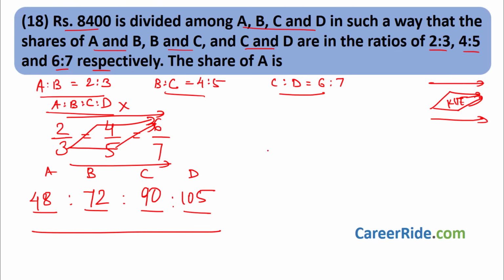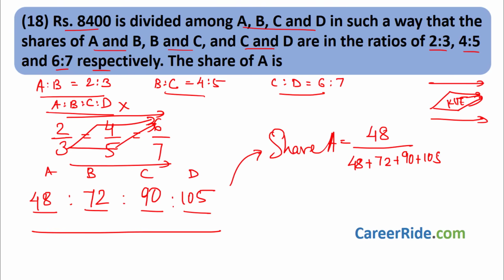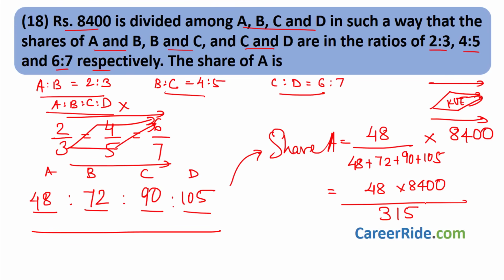Now what will be the share of A? Very easily, in the partnership video we have seen how to find the share of one person. We have also seen in previous sums, share of A is nothing but the ratio for A, 48 divided by 48 plus 72 plus 90 plus 105, multiplied by the total value. What is the total value or total amount? 8,400. What will you get over here? 48 into 8,400 divided by 72 plus 48 is 120, 120 plus 90 is 210, and 105 is 315. Okay, 315 is over here.